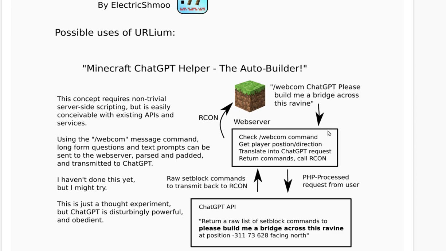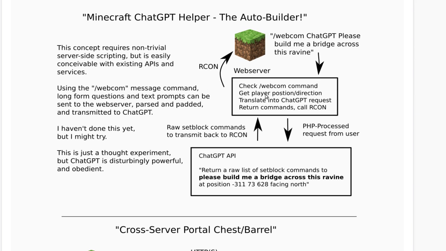But then we come up to the kind of weird things that you could do. Let's say ChatGPT, get player position, respond with commands. You could ask ChatGPT, please build me a bridge across this ravine. And it could query your location and generate a number of commands to build you a bridge across a ravine.